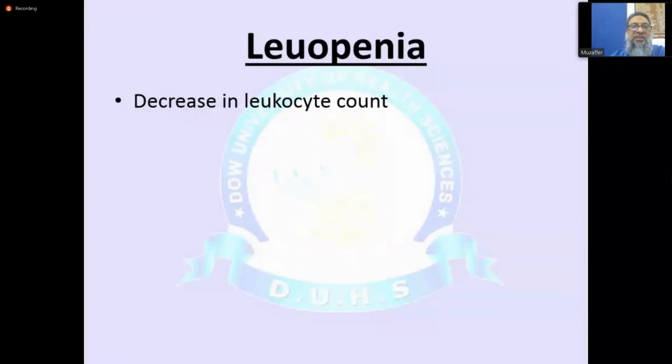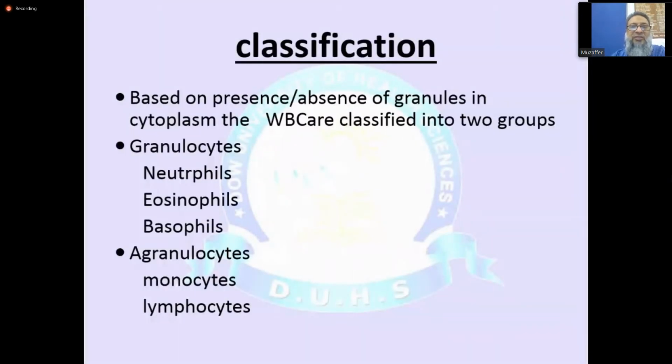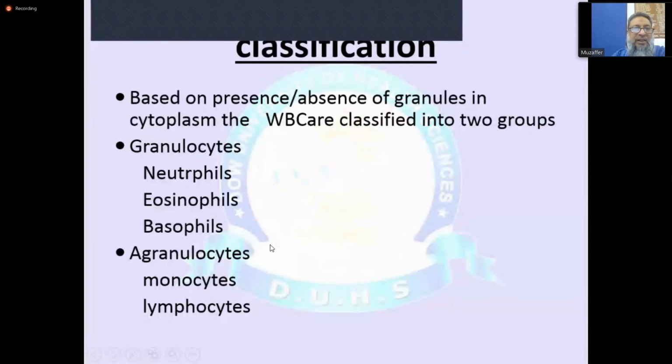Yes, we have just discussed leukopenia, decrease in leukocyte count, and we are now going to classify the white blood cells. This is based on the presence or absence of the granules in their cytoplasm. So the white blood cells are classified into two main groups. One is the granulocyte containing the granules in their cytoplasm, and the other is the agranulocyte. You can see here this agranulocyte. In the granulocytes there are three main white blood cells: the neutrophils, eosinophils, and basophils.